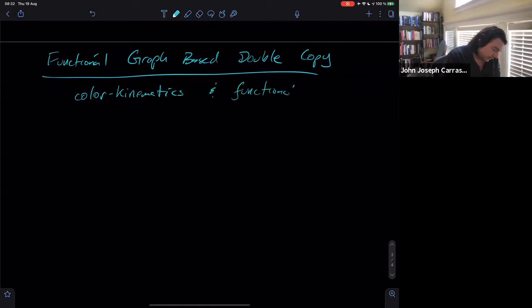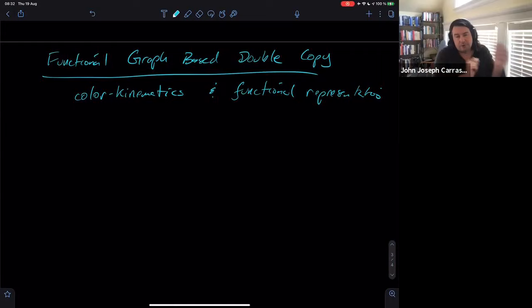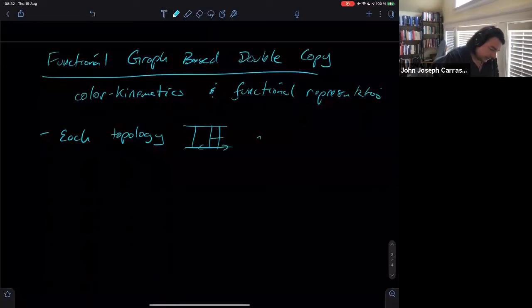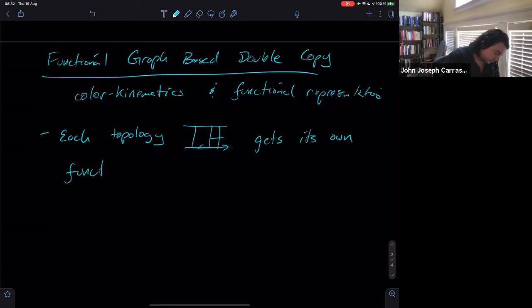Even when I'm talking at tree level, I'll use functional representations where the same topology gets dressed with the same function, right? And so if you have a graph that's the same topology with different labels, then you just change the labels in your function, right? So each topology, something like this, gets its own function. So this means that certain algebraic rules like Jacobi identities and stuff like this become functional constraints on a span of functions, right?